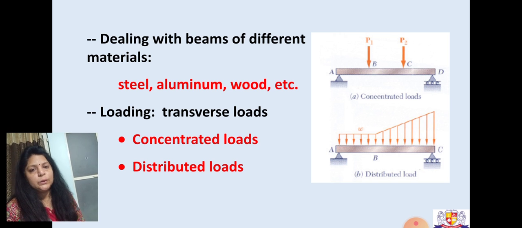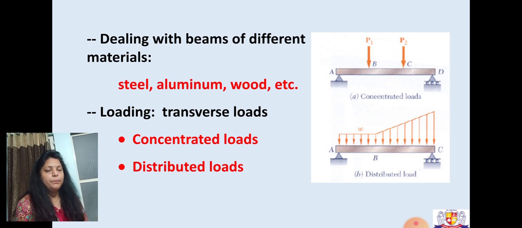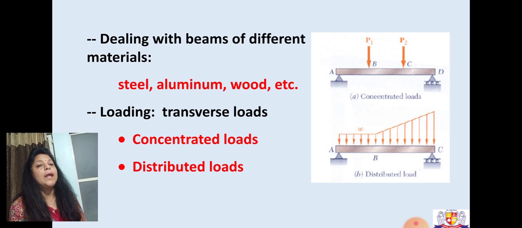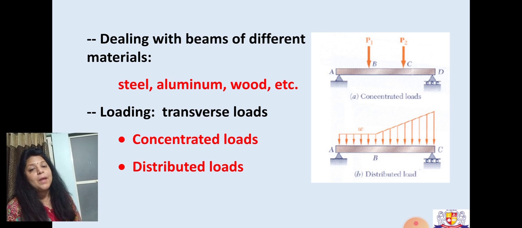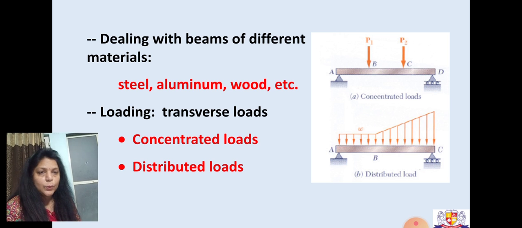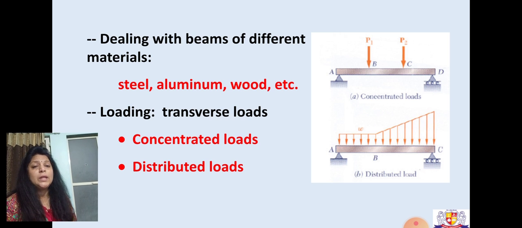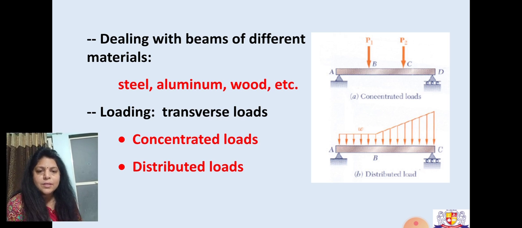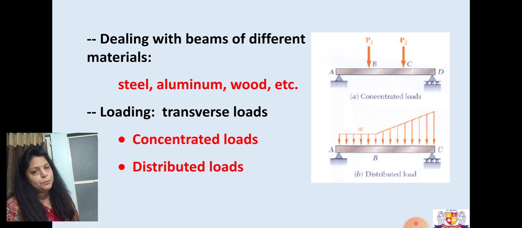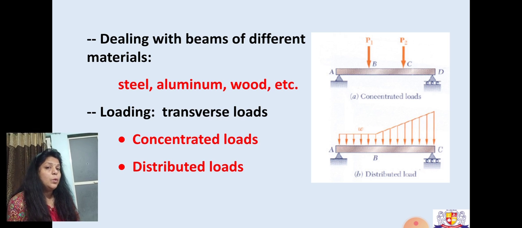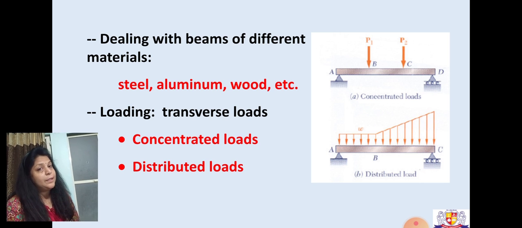What are transverse loads? Basically, the load which is acting at an angle of 90 degrees to the axis is called a transverse load. So the beam is also subjected to transverse loads, and these transverse loads can be called a concentrated load or a distributed load. Okay, now what are the different types of materials of which the beam can be constructed?